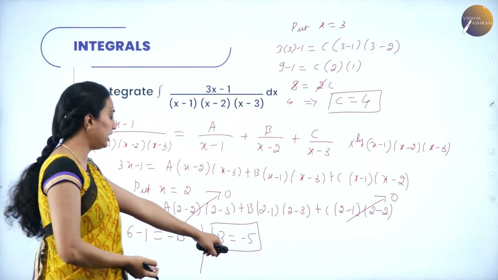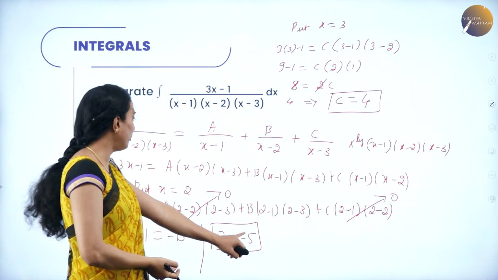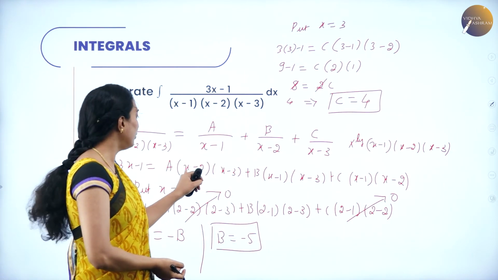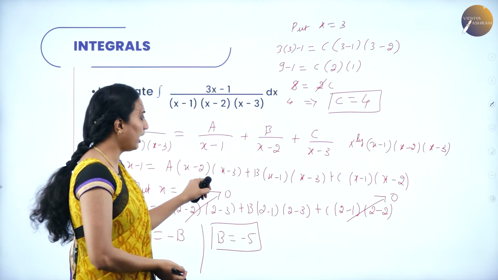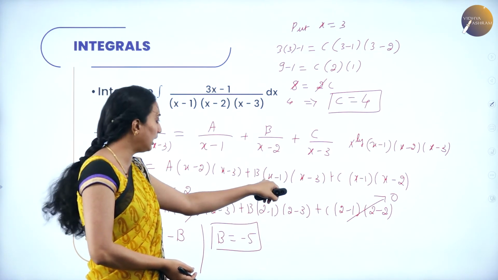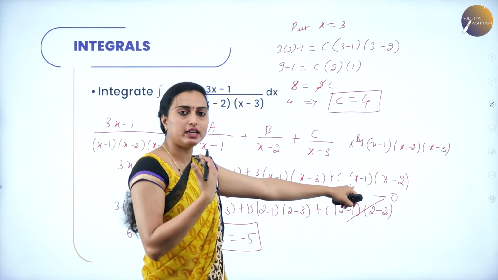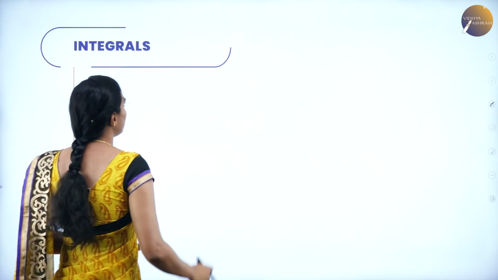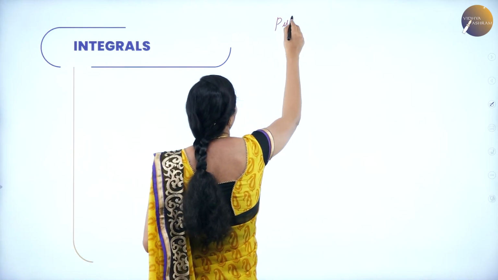Here, you have b is equal to minus 5. Now, I want to get the a value. If I want to get it, I have to substitute x is equal to 1. If I substitute x is equal to 1, then only b and c will get cancelled. Now, putting x is equal to 1.